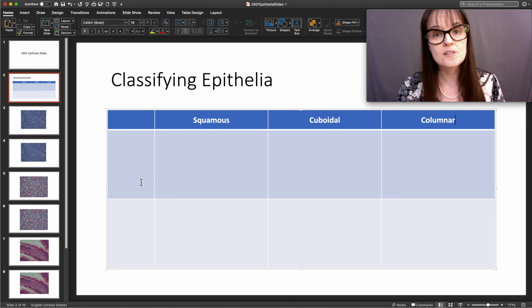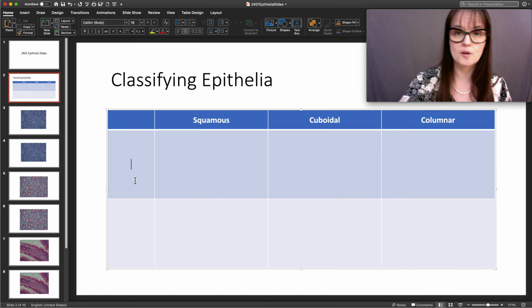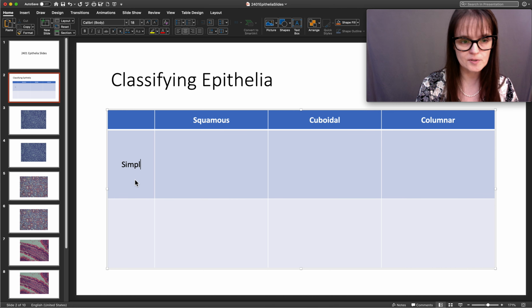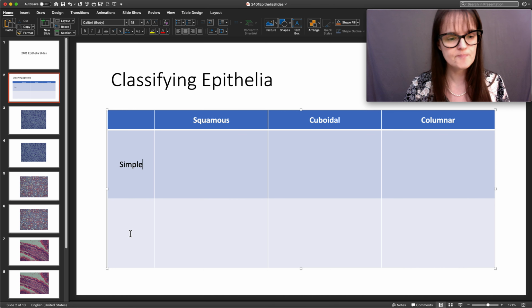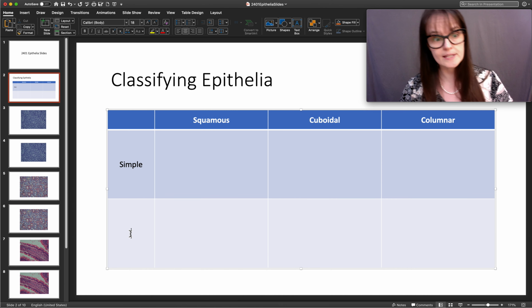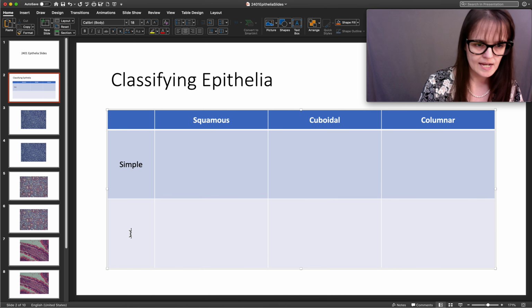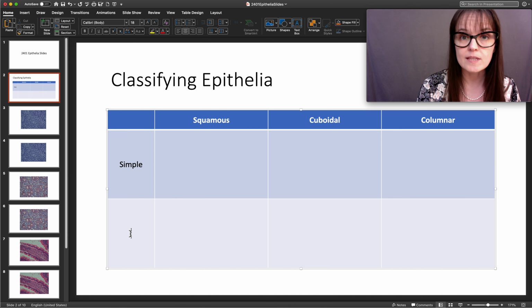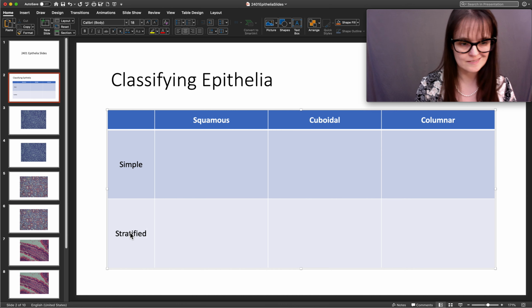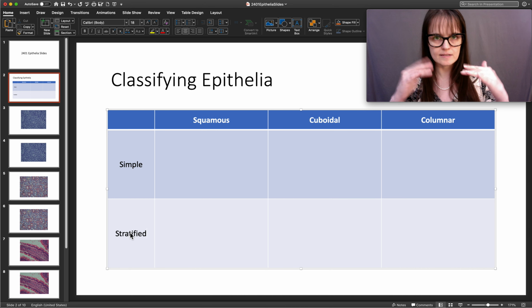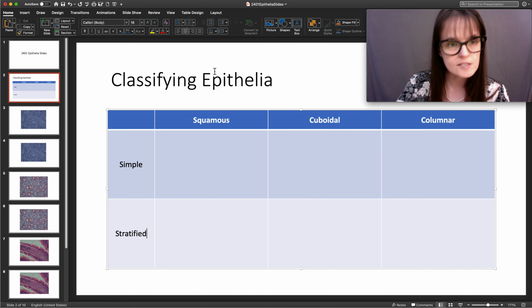And the other way we classify epithelia are by the number of layers. So if there's 1 layer, it is simple. It's a simple epithelium. Oh, 1 epithelium, 2 epithelia. And if there's more than 1, then it's stratified. Like strata, like layers. They use it in geology too.